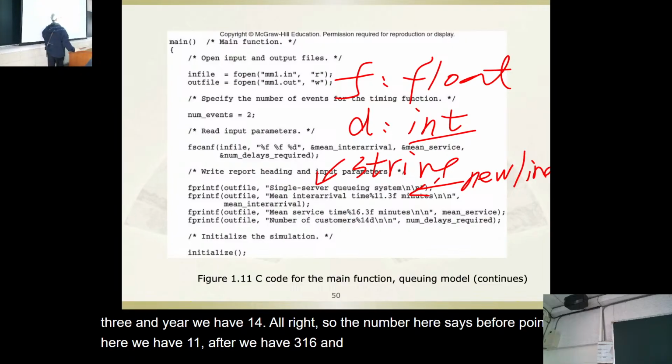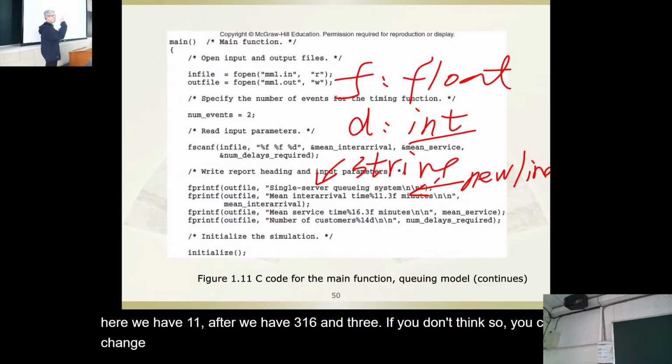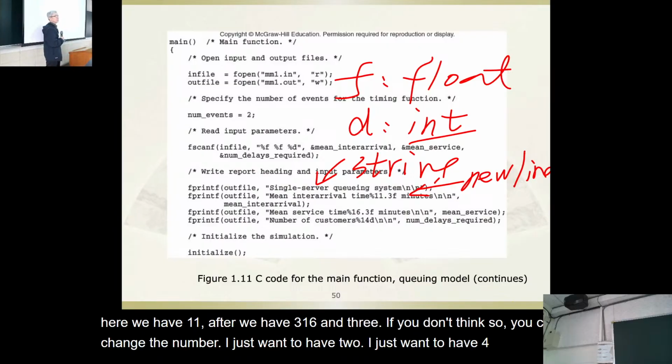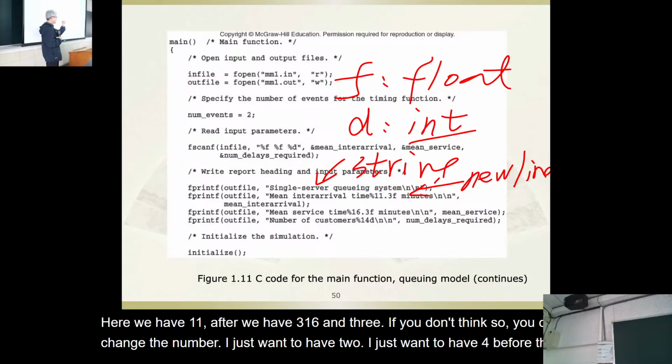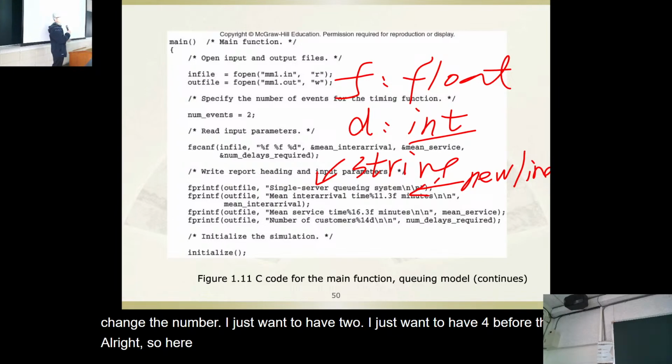All right, so the number here says before the point here we have 11, after we have 3, 16, and 3. If you don't think so, you can change the number. I just want to have 2. I just want to have 4 before the decimal point, and after the decimal point. All right, so here, no decimal point, so we have 14.